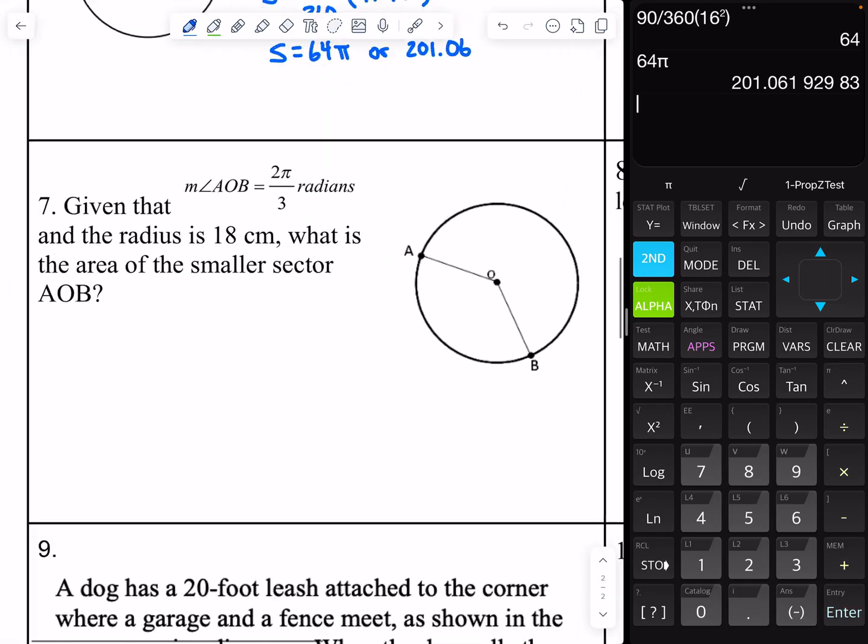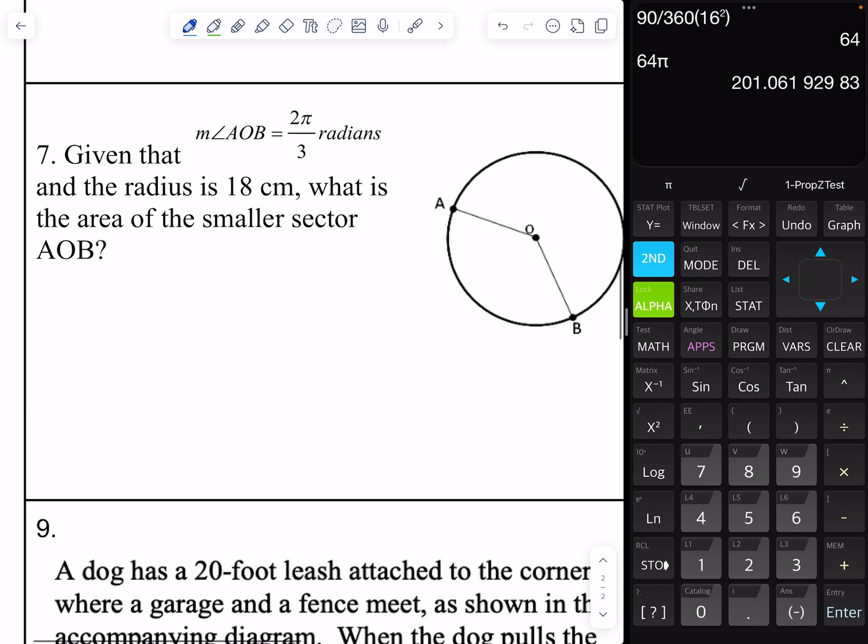It's just that you have to divide by 360 if it's in degrees, or you've got to divide by 2 pi if it's in radians, is the main idea. So number 7 says, given that the measure of angle AOB is 2 pi over 3 radians, and the radius is 18 centimeters, what is the area of the smaller sector AOB? So it's important they did tell us they're looking for this smaller one. And then this is 2 pi over 3. So we need to figure out the area of that sector.